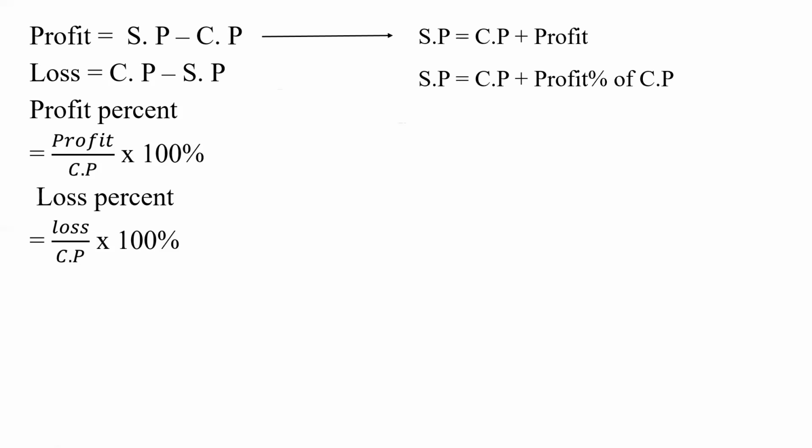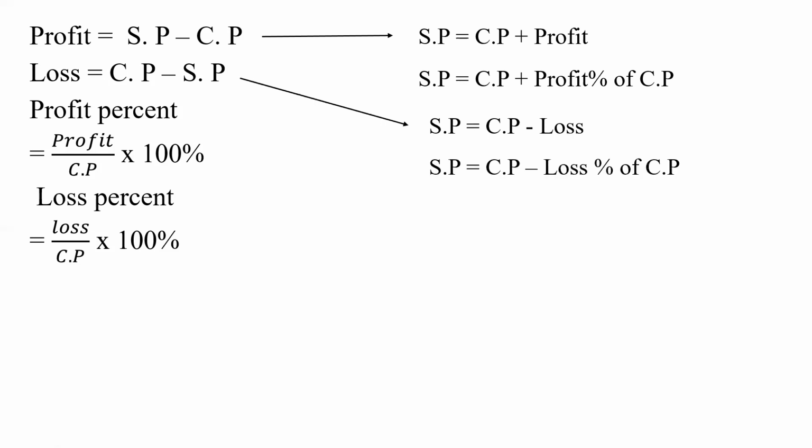In the same way, from the loss, we can find selling price equals cost price minus loss. And here we can also find selling price equals cost price minus loss percent of cost price, in case the loss percent is given. Okay, let's see some of the examples here.